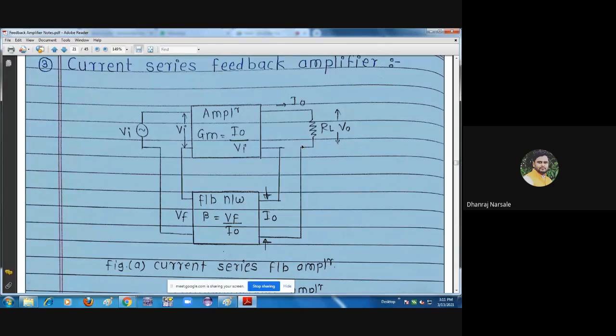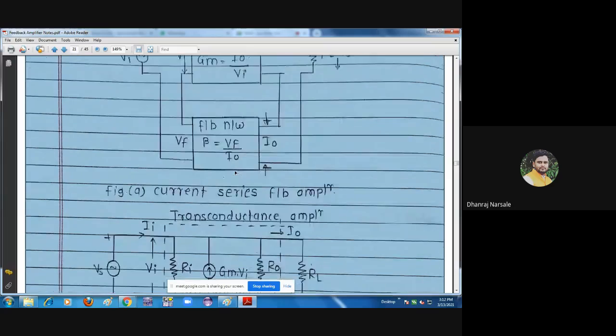Then, same as the previous two types, here also we have to find the input resistance RIF and output resistance ROF for the current series feedback amplifier. For that, we have to convert the block diagram of the current series feedback amplifier: the input circuit is converted into an equivalent circuit with the help of Thevenin's theorem, and the output circuit is converted to an equivalent circuit with the help of Norton's theorem.